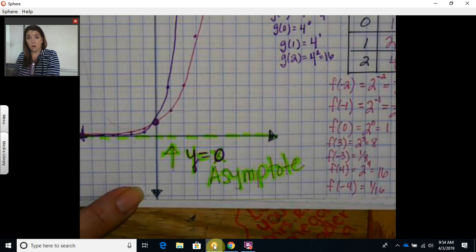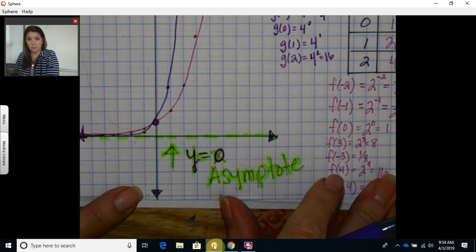So are these both growths? Yes. They both have a y-intercept of 1. If I asked you what is the solution, because this is basically a system of equations. We have two different equations, right? What is the solution to the system?